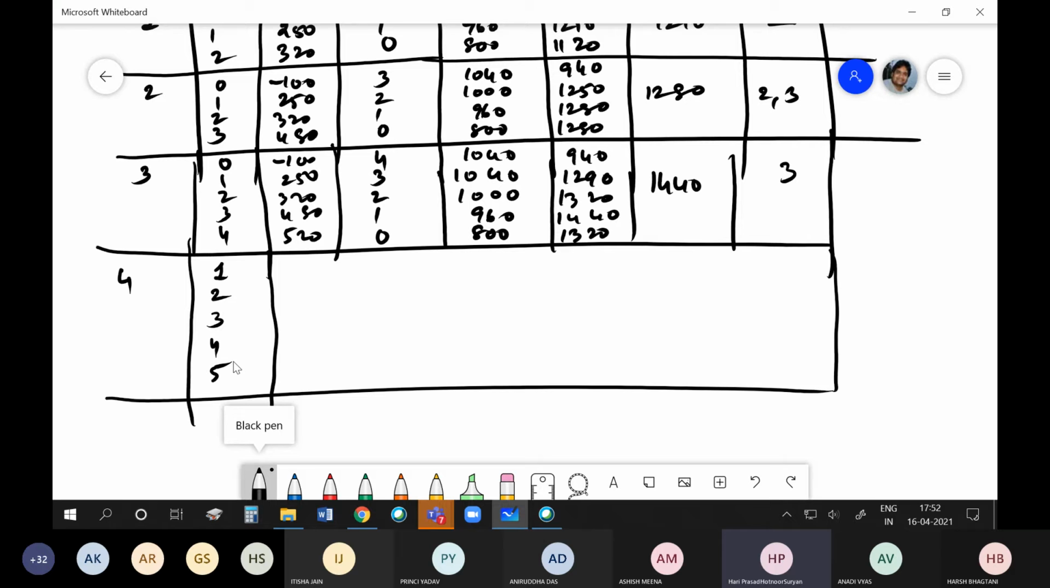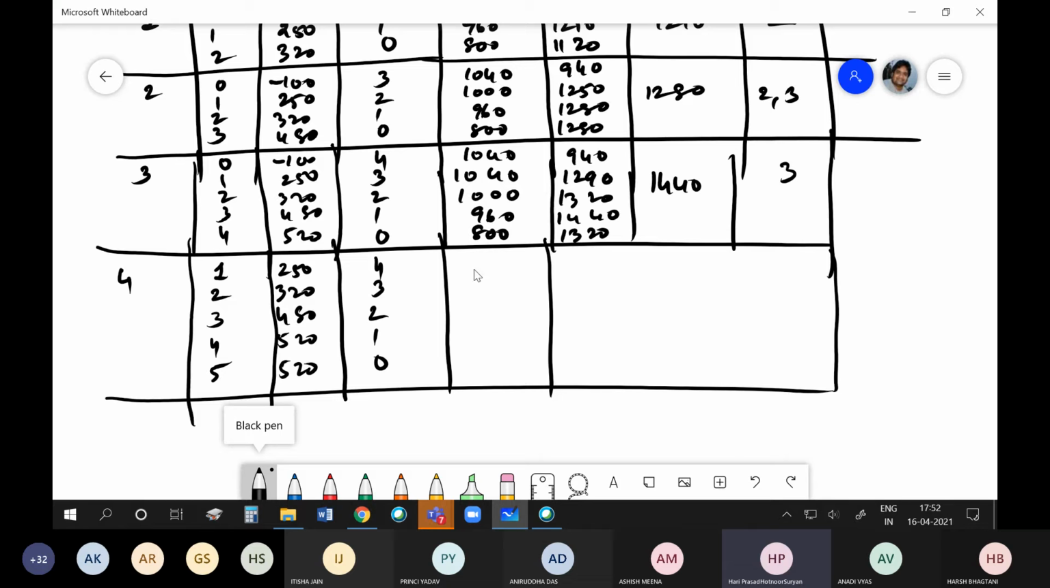Okay, so the values are 250, 320, 480, 520, and again 520. Okay, so this will be 43210.